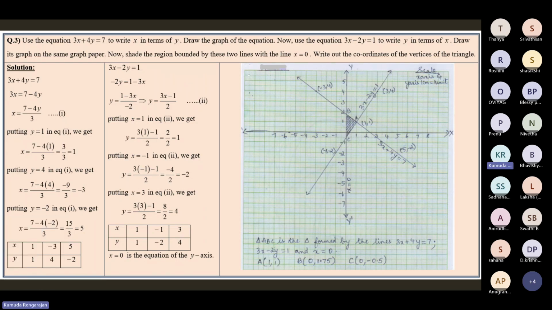So we are done with the two lines. Now we are given two equations and we had to draw the graph of the two equations.